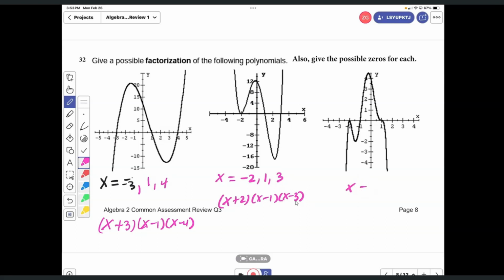The zeros are negative 2, negative 1. That's it. It's just negative 2, negative 1, and 1. So the factors are x plus 2, x plus 1, and x minus 1. Now, the end behavior, down and up. This one's odd. And up, so that's even. And this one is down, down, so this is also even.